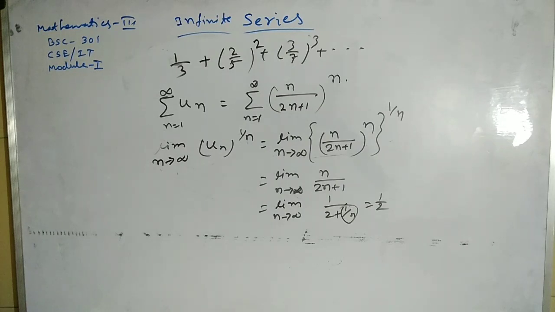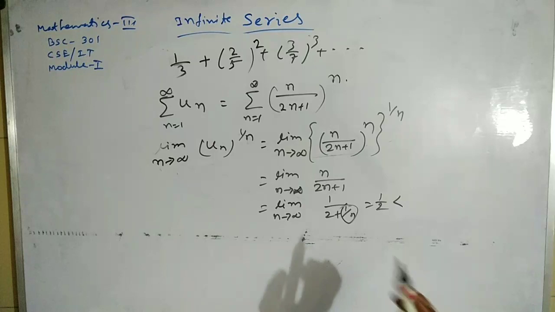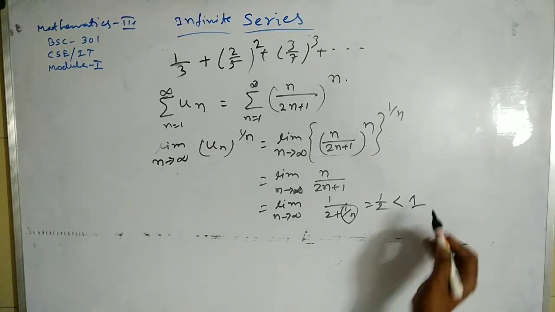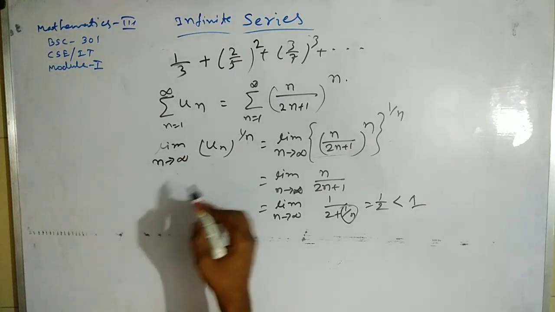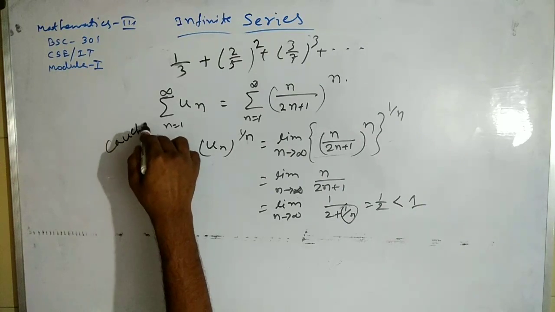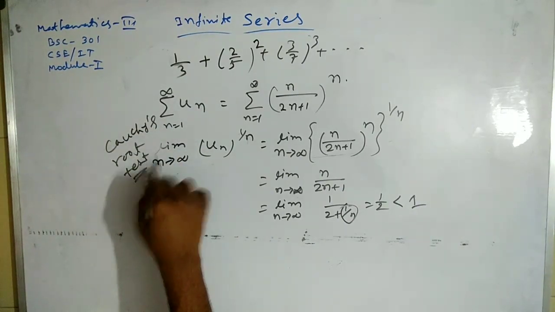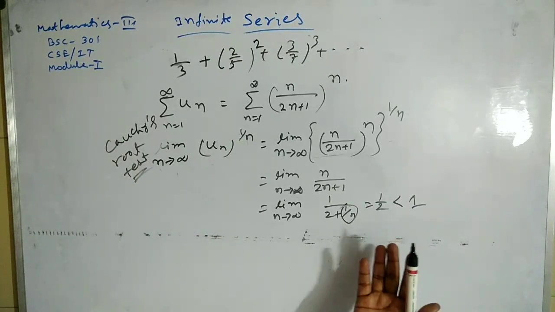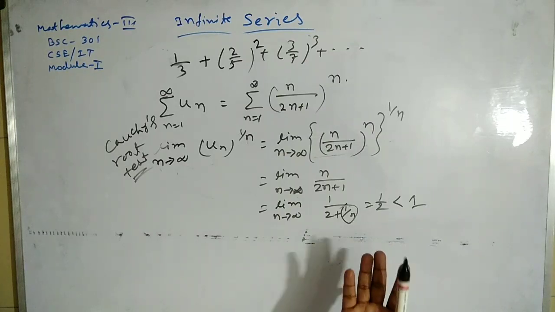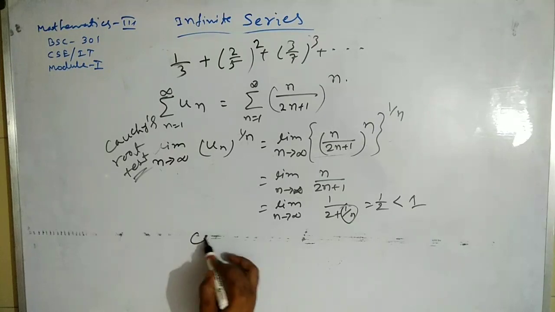And according to Cauchy's root test, if the limit is a finite real number and it is less than 1, then the series will be convergent. So I have applied Cauchy's root test. Since the limit is a finite real number and it is less than 1, the given series is convergent.